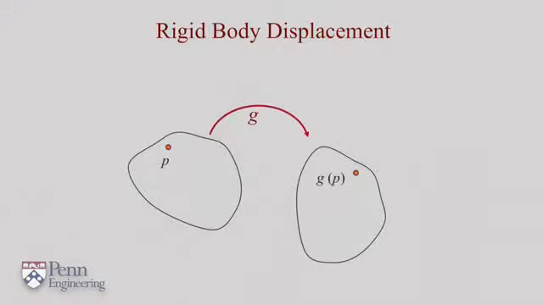Now let's look at a single point on the rigid body, P. When this rigid body is displaced, the point P gets displaced into a new point, which we will call G of P.